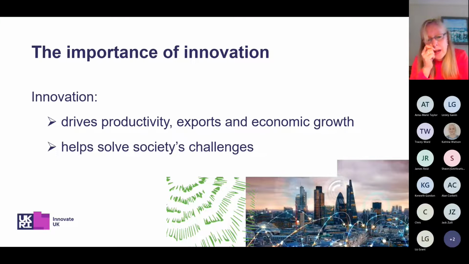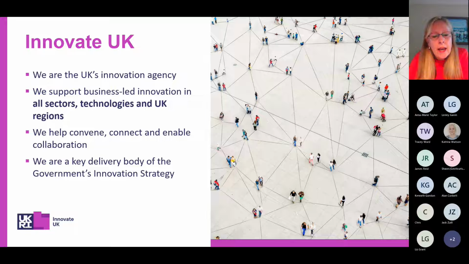So where does Innovate UK fit in and what do we offer? Next slide, please. Innovate UK is the UK-wide innovation agency. So we support business-led innovation in all sectors, technologies and UK regions. We also help enable collaboration, which is often really important for innovation. This is within the UK and in some cases internationally via our international programmes. And we're a key delivery body of the UK government's innovation strategy.